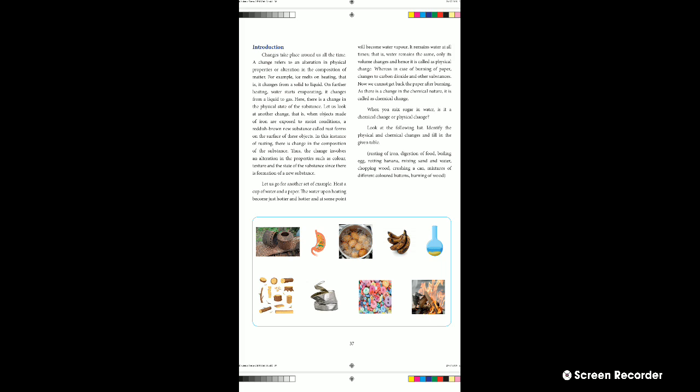This is the initial point of the matter. After rusting, there are changes in the matter. So the change involves alteration of properties such as color, correct? The color before rusting and after rusting is not the same.